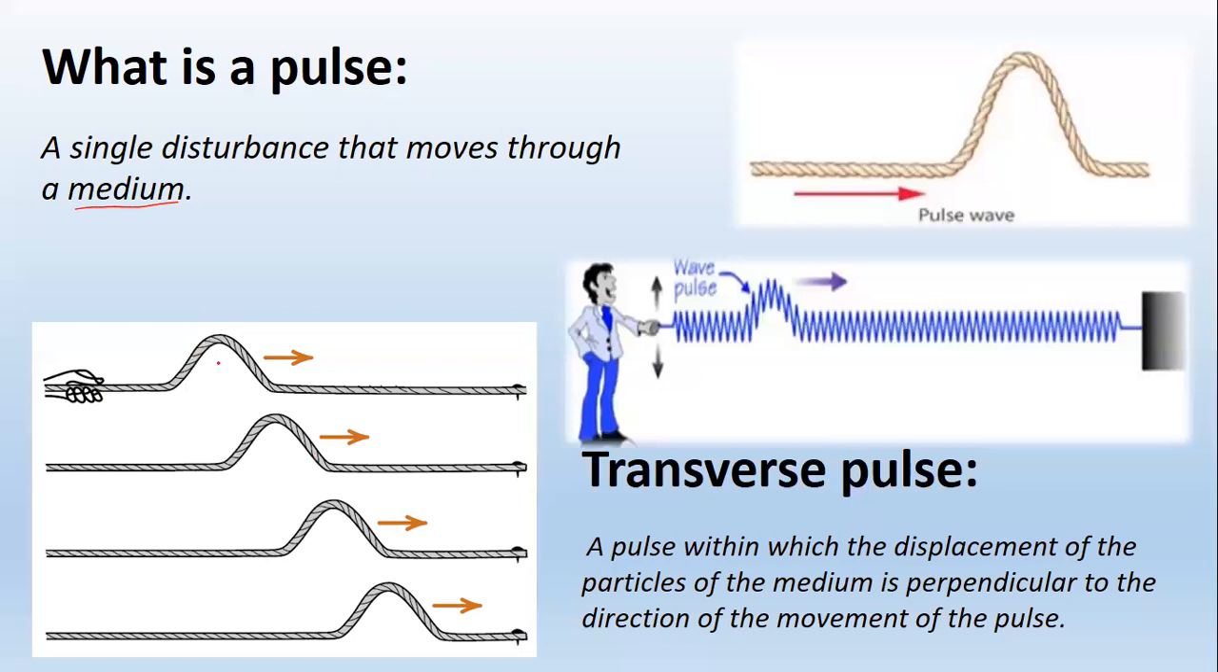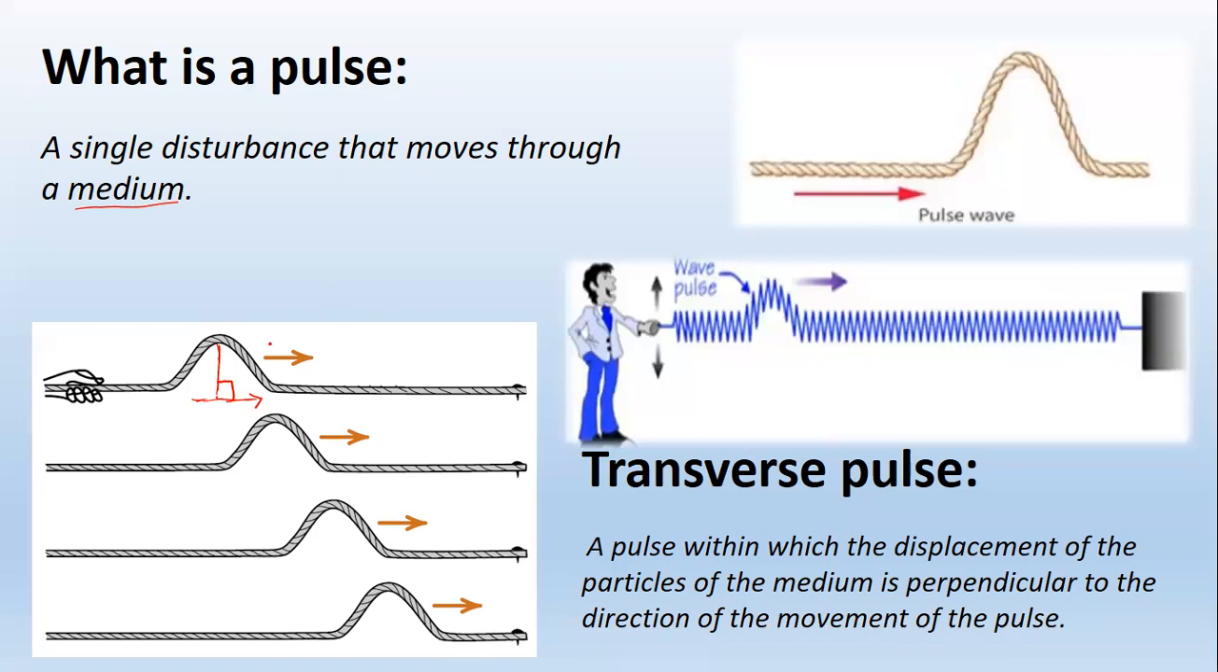But we can see that the particles of the rope will cause this rope to move upwards, right? To form a pulse. But we know that a pulse will be moving in this direction, which is to the right. And the particles of this rope are most definitely going to act perpendicular to the direction of the pulse. So the phenomenon that is taking place over here, we're going to call a transverse pulse, a pulse within which the displacement of the particles of the rope, of the medium, is going to act perpendicular. In this case, the particles of the rope are going to act perpendicular, which is at 90 degrees to the direction of the movement of the pulse.